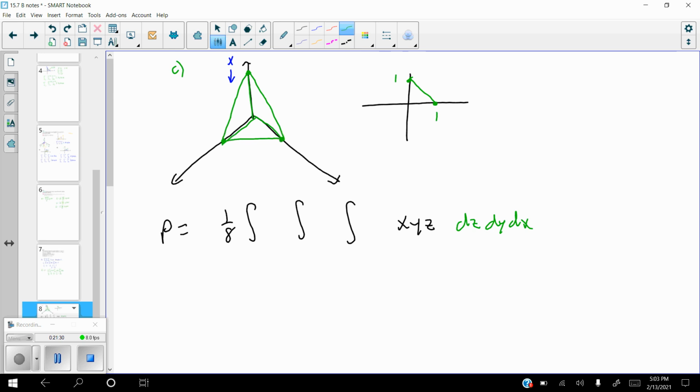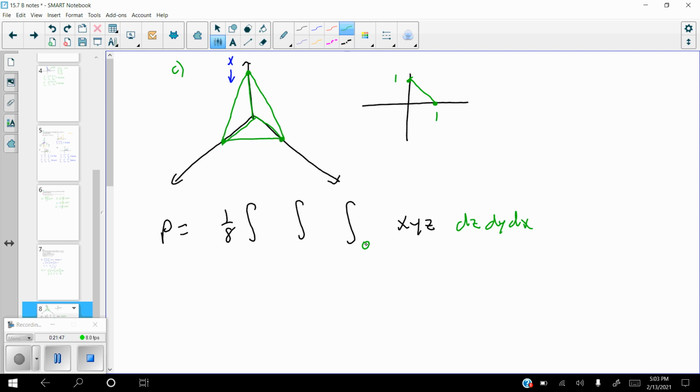And again, the order is not going to matter because the bounds are, well, the bounds are not going to be constant. So order actually does matter here. But we could have picked any one of the 3 places to look as a projection. So let's see, z is going to vary from 0 up to that plane.